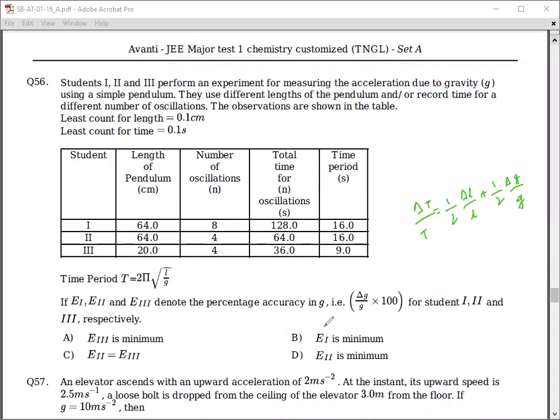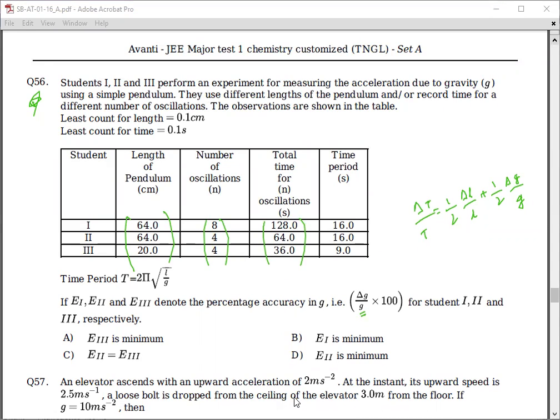Yes. Now here, error 1, error 2, error 3 denotes the percentage in delta G by G. है ना? Length of pendulum is given, number of oscillations is given, and total number of oscillations is given, time period is given. Now this question was good, right? So ये गलत कर दिया तुमने तो कोई दिक्कत नहीं है, ठीक है? Even if you make this mistake, it is fine.